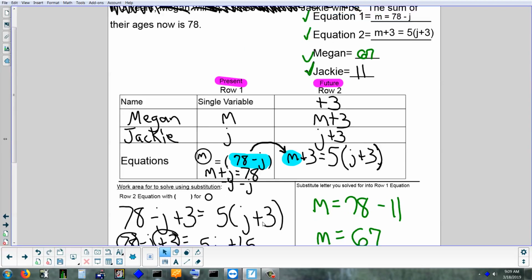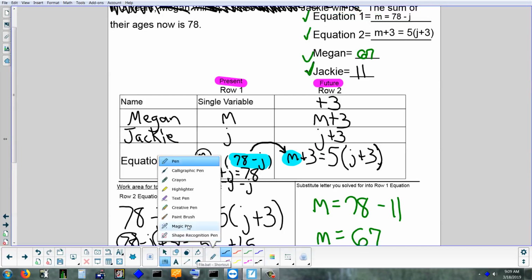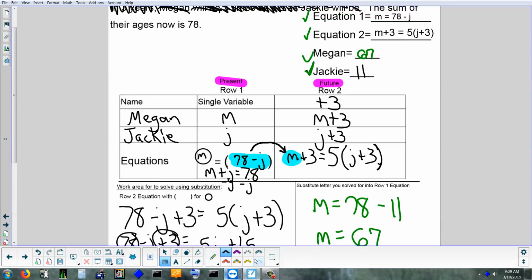If I scroll back up, Mr. Hager already typed in our equations. Equation 1, this one we had to rearrange. When you write your equation 1, if it says the sum of their ages, that means you're going to have to rearrange, because you're taking your 2 single variables and adding them together.